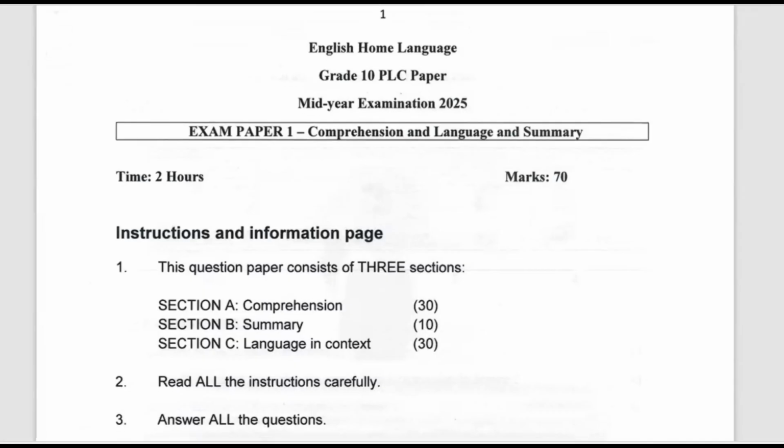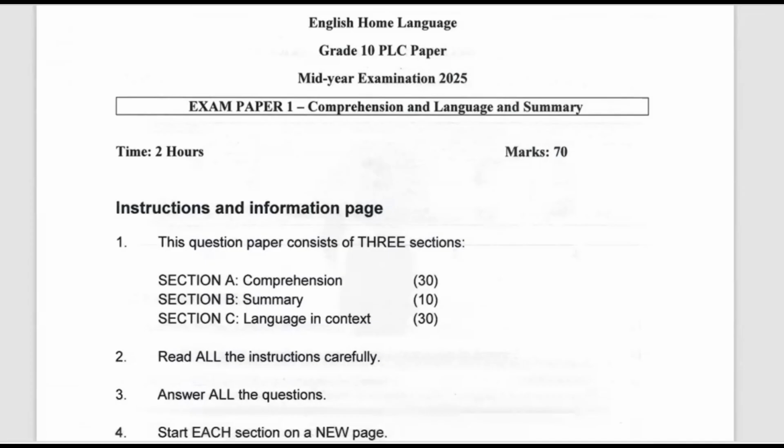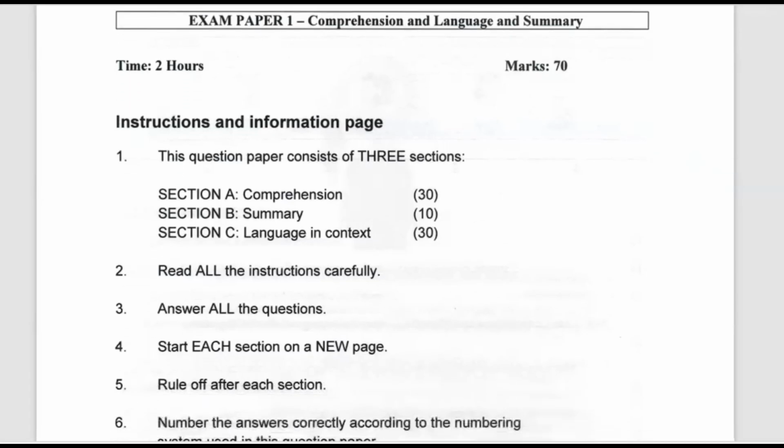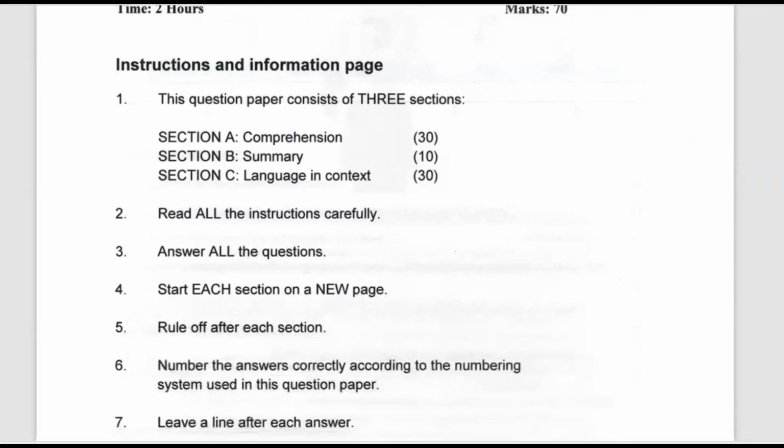We are now adjusting to the paper because this is the second time you are writing such a paper. The first time was at the end of term 1, and you were drilled to write a full paper so that you prepare for today's paper. And I believe you were ready for this paper today. Your time was 2 hours, and the question paper is 3 sections: a comprehension, a summary, and a language. 30 marks to the comprehension, 10 marks to the summary, 30 marks to the language.